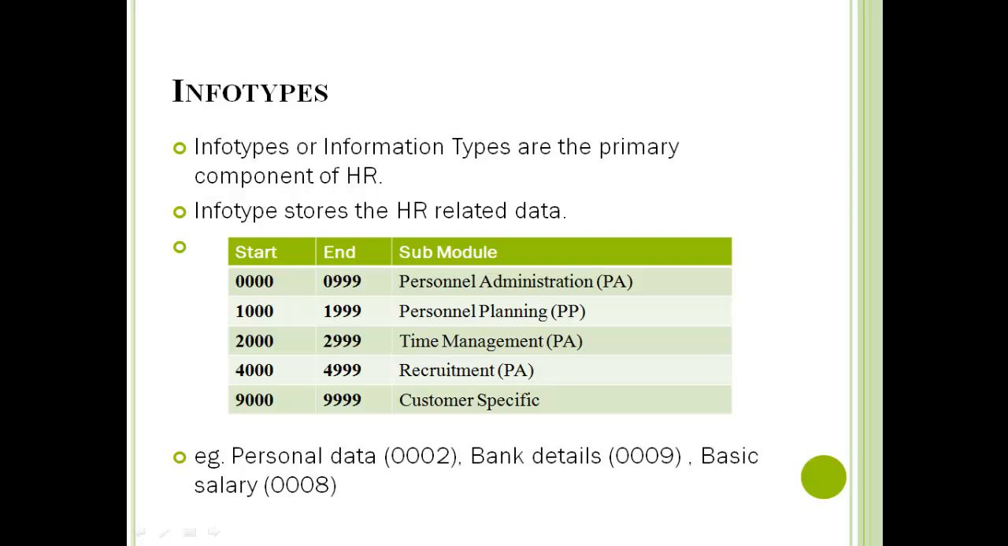Similarly, we have different info types for storing personal data. For example, personal data is stored in info type 0002, bank details 0009, basic pay 0008, things like this. Some info types are further subdivided into subtypes, such as the address info type. This address entry can belong to a subtype: permanent residence, temporary residence, emergency address, or mailing address. There are different kinds of addresses you can have, so these are all the subtypes.